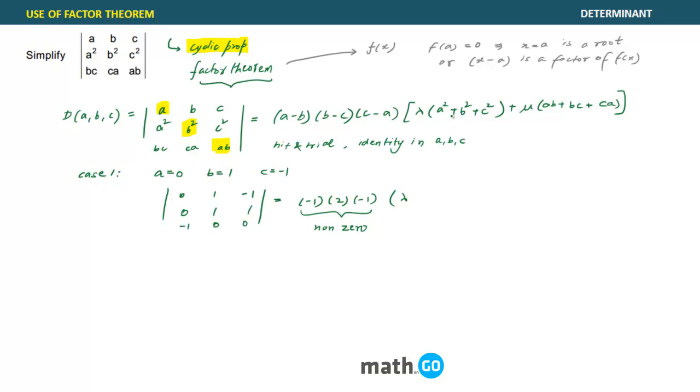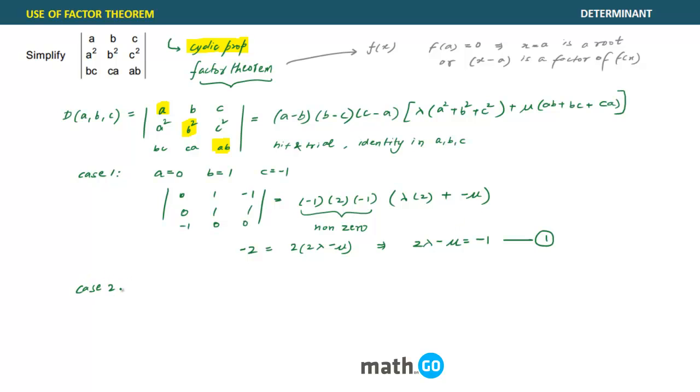Lambda, a square is 0, b square 1, c square. So this is 2 plus this will be what? AB, all the terms containing a will be 0 and you will only get BC, which is nothing but minus mu. And if you calculate this completely, this is what you are going to get, or we can say that 2 lambda minus mu is equal to -1. This is the first equation in terms of lambda and mu. We need to find another such value.